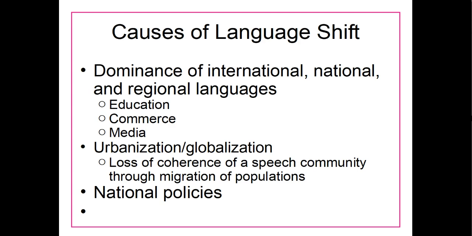When we see things like urbanization or globalization, we can also see languages start to die out because a centralization of population can sometimes lead to one language becoming dominant, because you have so many people in one space and they want some kind of easy way to communicate. It's natural to gravitate towards a more dominant language.